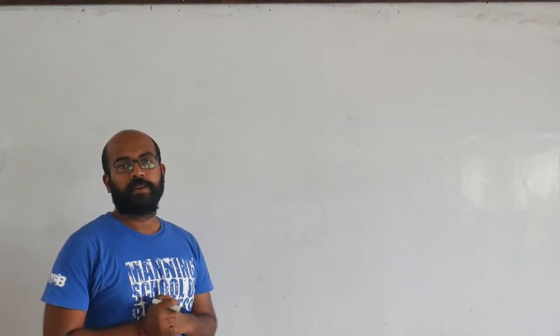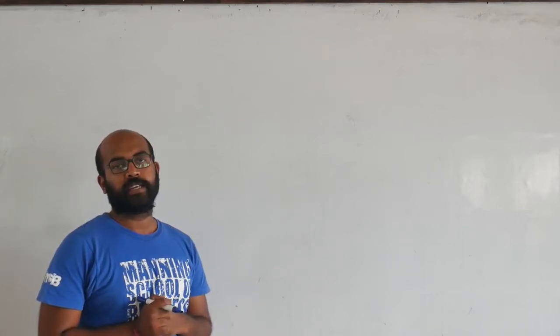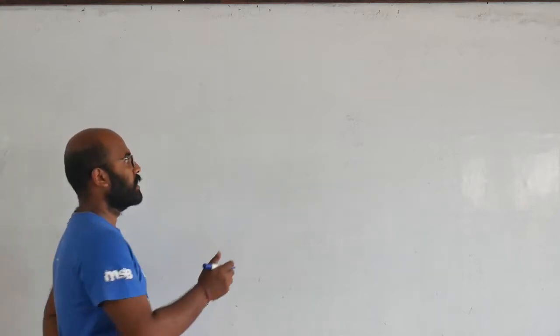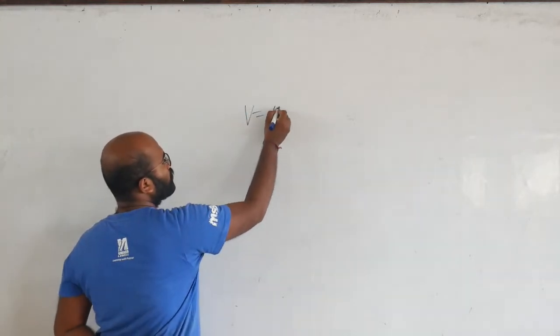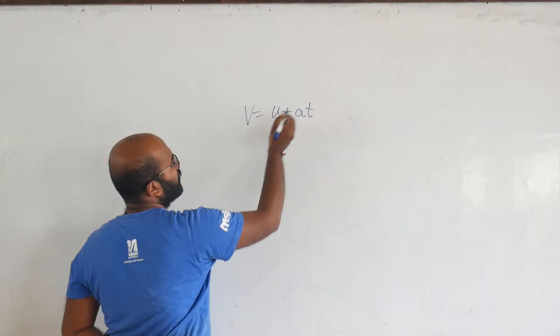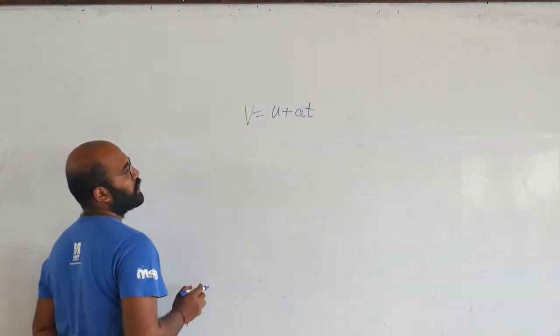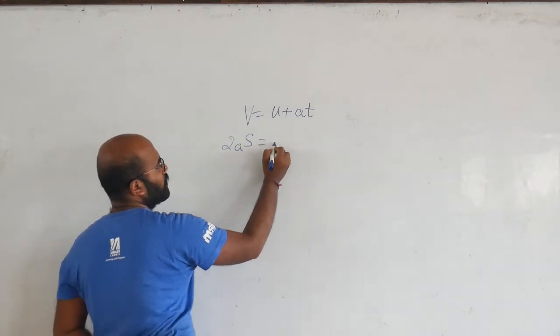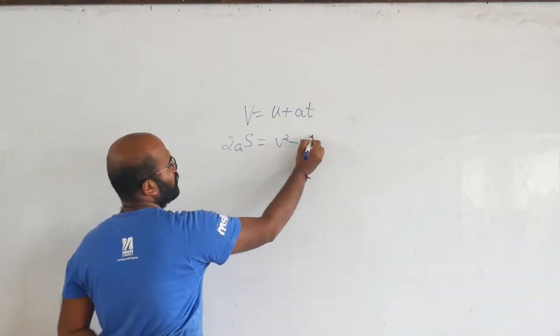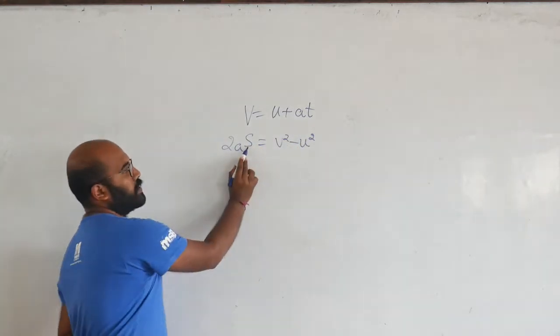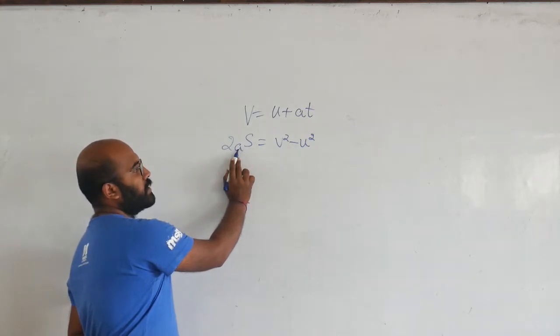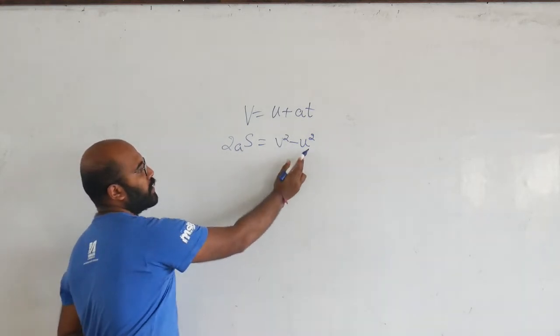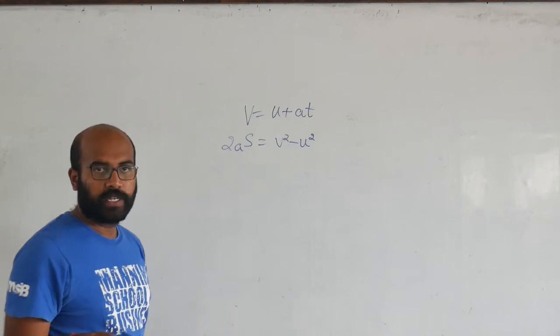Hello students. So in the previous class we had seen two equations. One is v is equal to u plus at, where v is final velocity, u is initial velocity. One more is 2as is equal to v square minus u square, where s is displacement, a is acceleration, v is final velocity and u is initial velocity.